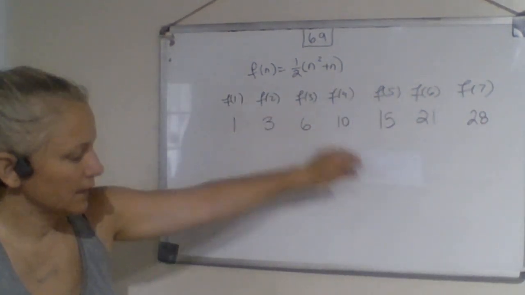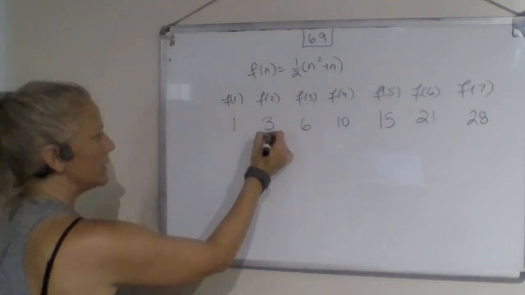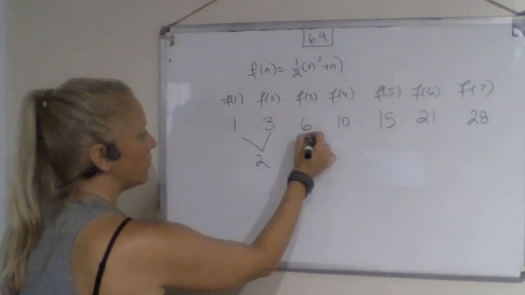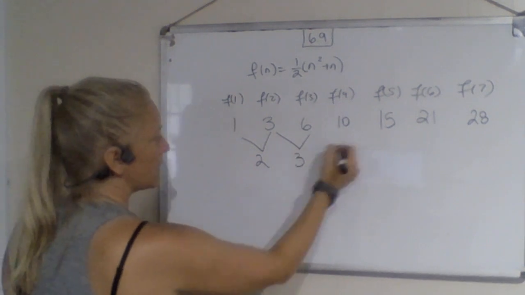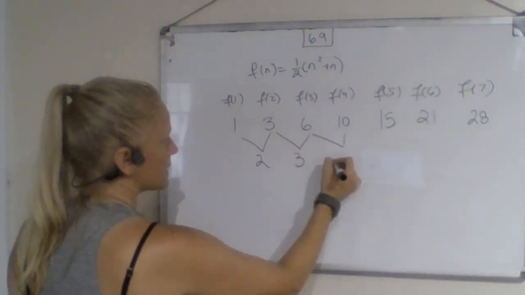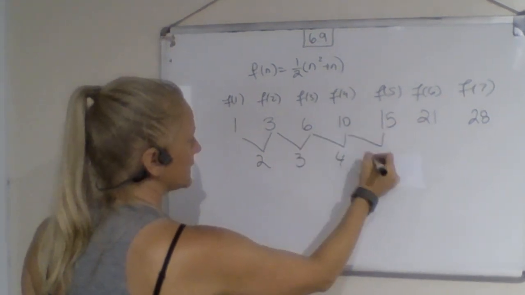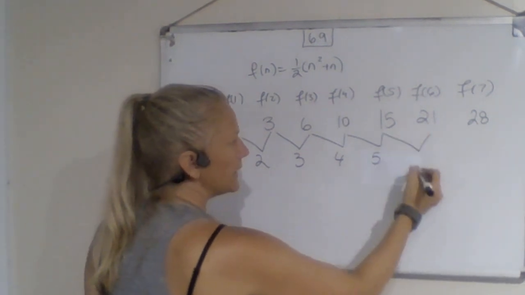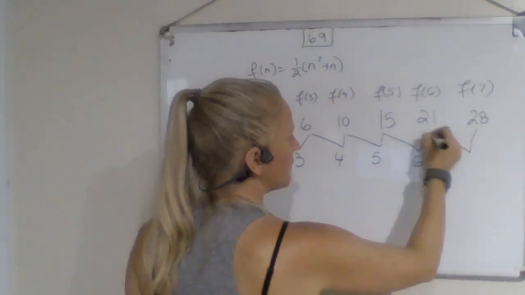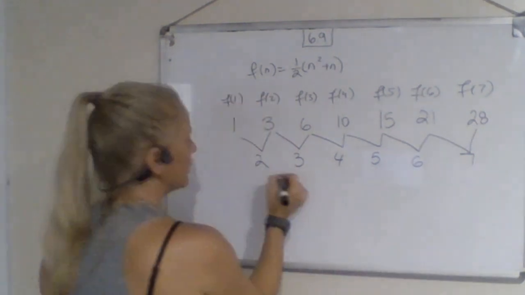This is my first thing. Now I'm going to go ahead and do the difference in between them. What is 3 minus 1? 2. What is 6 minus 3? 3. What is 10 minus 6? 4. 15 minus 10? 5. 21 minus 15? 6. 28 minus 21? 7. And then I'm going to do another difference.